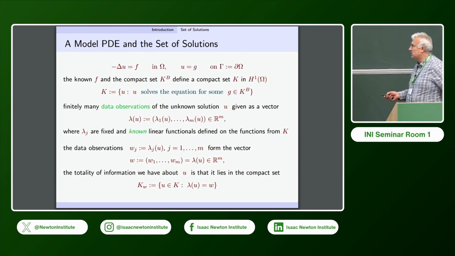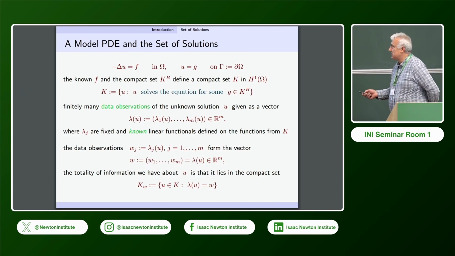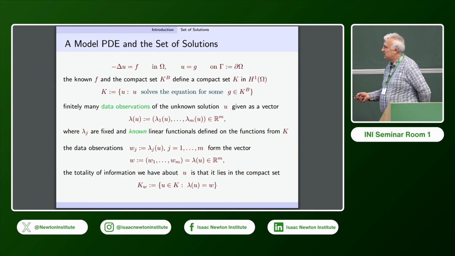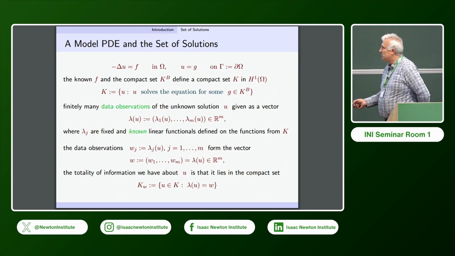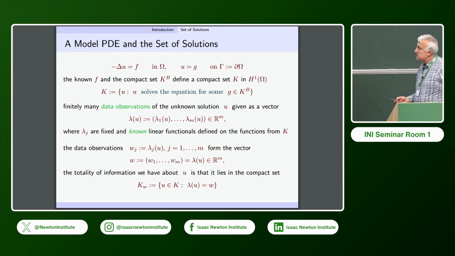So for the total information, we assume that we have a vector of linear functionals, and also that we have the information about the values of these linear functionals for the solution, and then we can define a smaller compact set than the original set K, which is K_W, which is all the elements of K which satisfy the data.